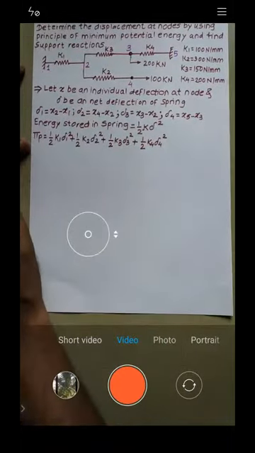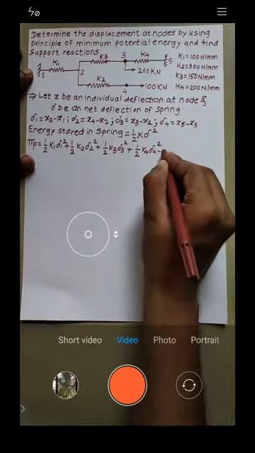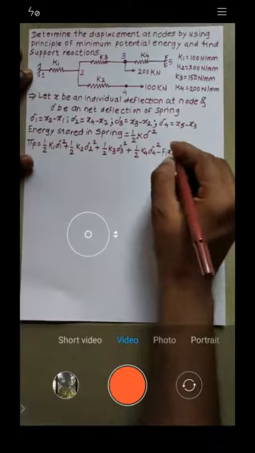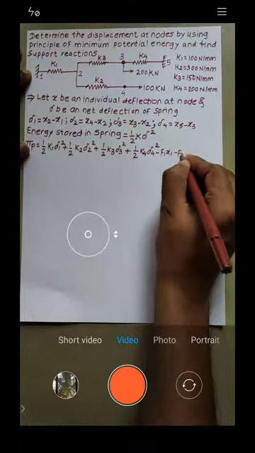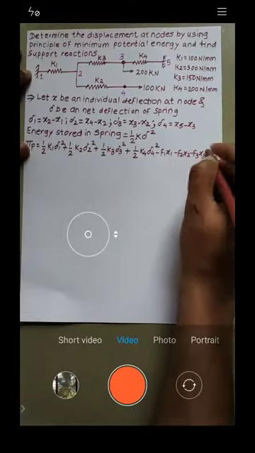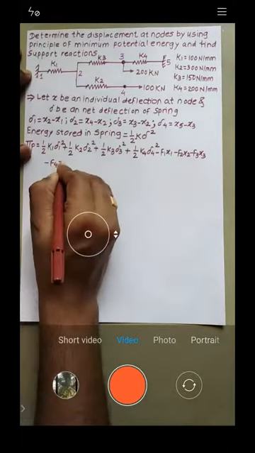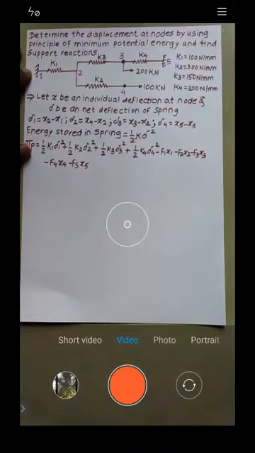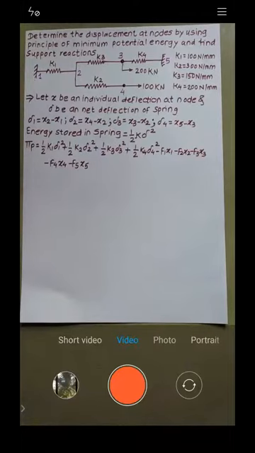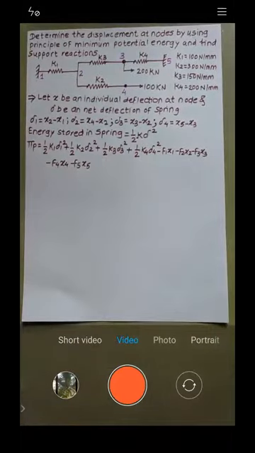In addition to that, we have gravitational potential energy, which is given by minus F1x1, minus F2x2, minus F3x3, minus F4x4, minus F5x5. This part is for strain energy and this is for gravitational potential energy, right?